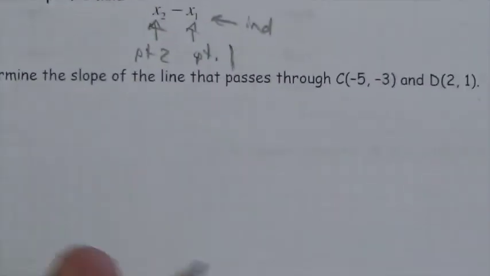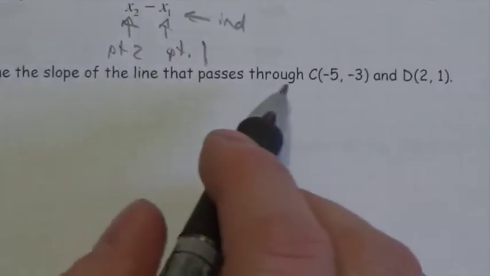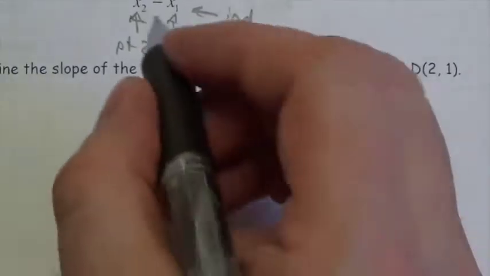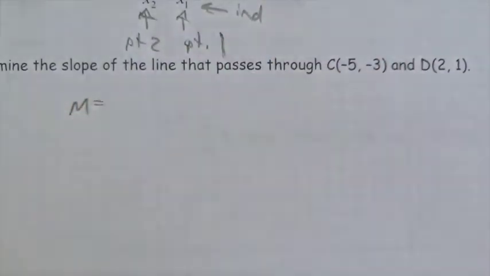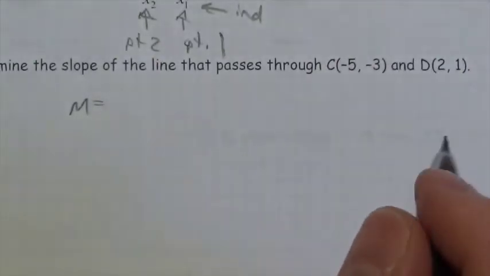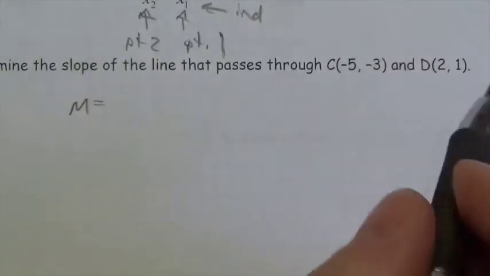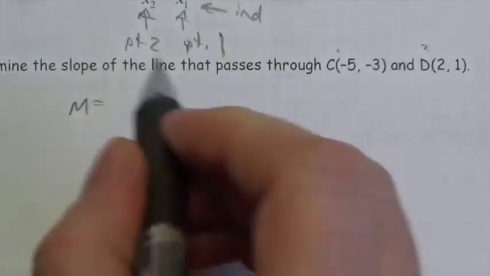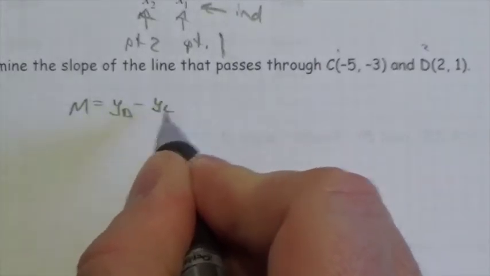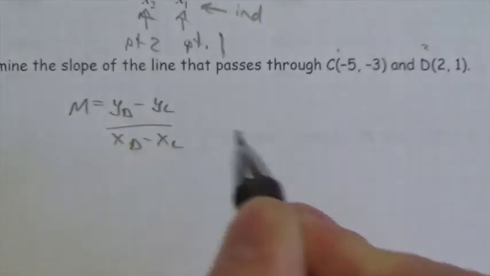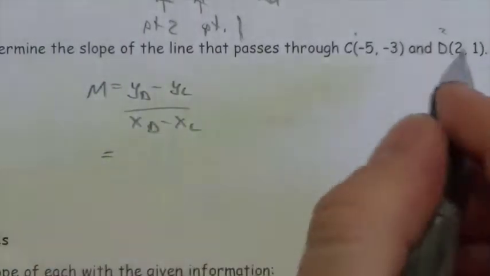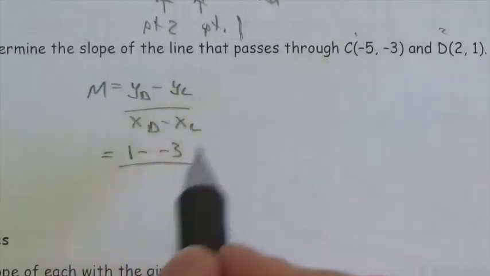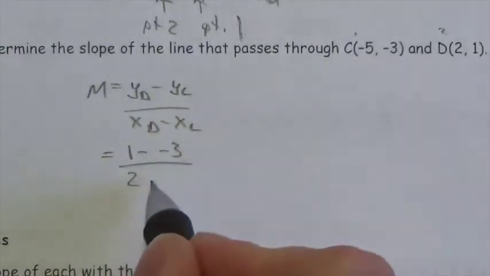Okay, and so just to illustrate how that works, let's take a look at this next example here. It says determine the slope of the line that passes through, okay, (-5, -3) and (2, 1). Okay, well, my slope in this case here is going to be, again, y2 minus y1. I don't know which one's 2 or 1. I'm just going to decide. Let's maybe make D 2 and C 1. So this is going to be, let's say, yD minus yC over xD minus xC. Okay? So I'm just going to read those off here. So it's going to be 1 minus -3. Oh, right there. That's going to cause problems. 2 minus -5.